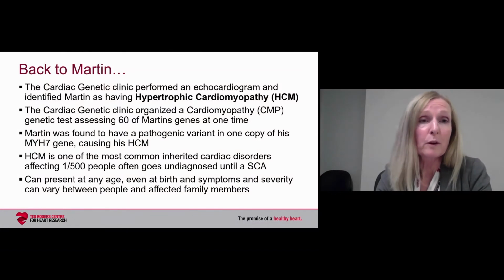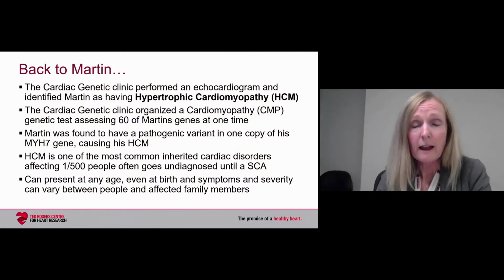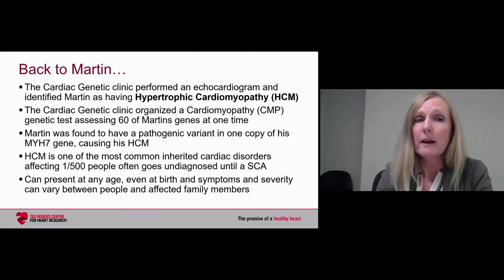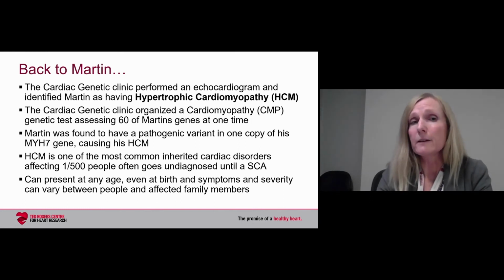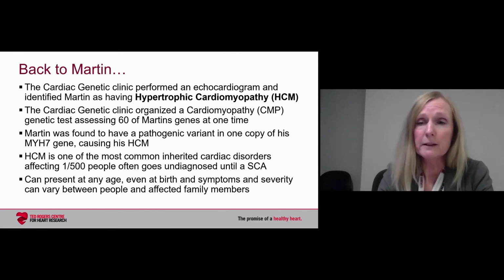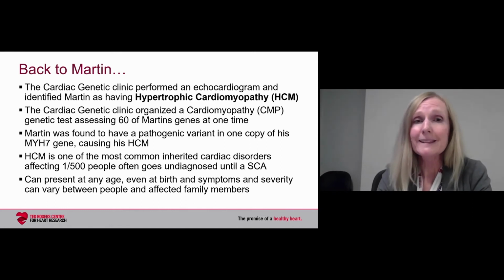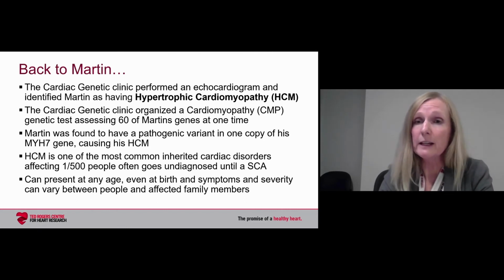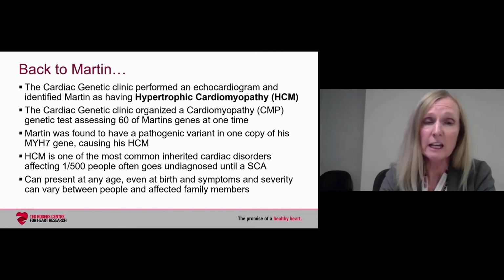You follow through with the referral to the cardiac genetic clinic, and they perform not only an echocardiogram, which ended up diagnosing Martin with hypertrophic cardiomyopathy. They also organized a genetic test for cardiomyopathy disorders that covered looking at 60 of Martin's genes at one time. All these genes are known to be associated with different types of cardiomyopathies. It was determined that Martin had a pathogenic and a damaging variant in one copy of his MYH7 gene, which was responsible for causing his HCM.